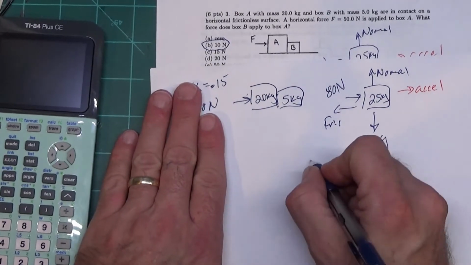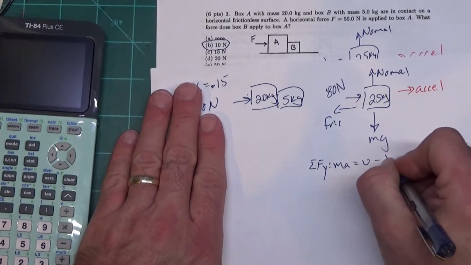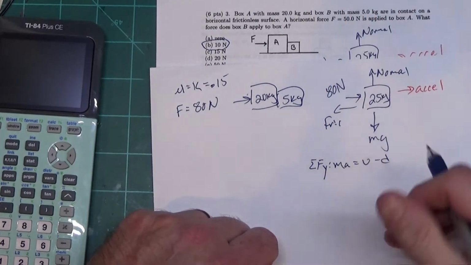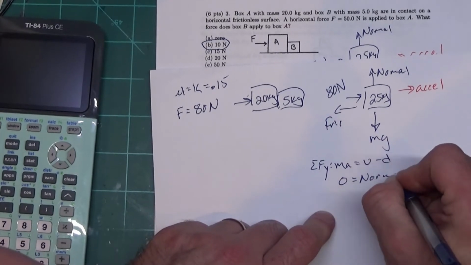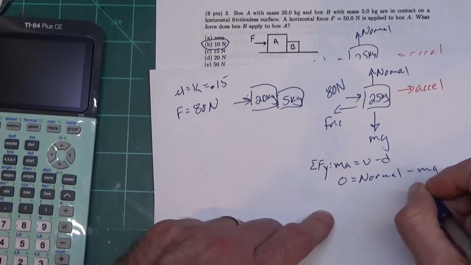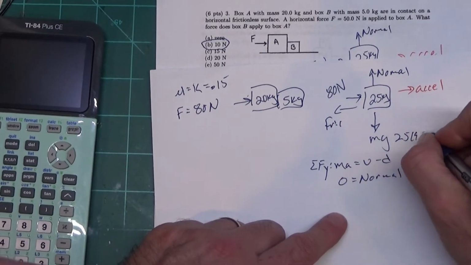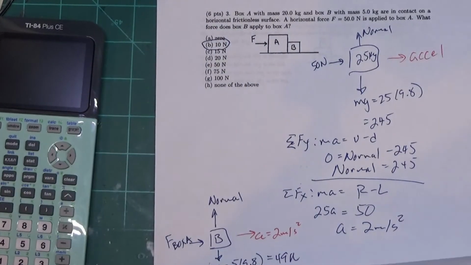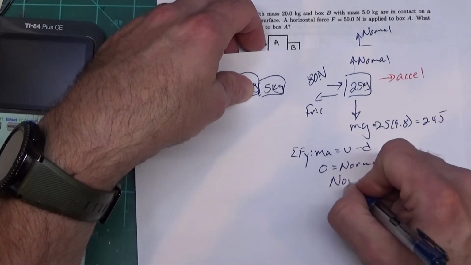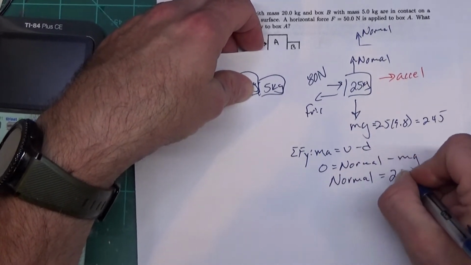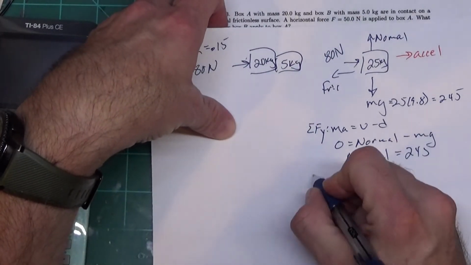Alright, so going through our same routine, sum of the forces in the y, ma equals up minus down. Now it's not accelerating up and down, so we'll have 0 equals normal minus mg. And we know mg is 25 times 9.8, and we found that earlier on the previous problem. That was 245. So my normal is equal to 245. Now that's no different than what we did on this problem right here. What's going to be different now is I include the friction step.